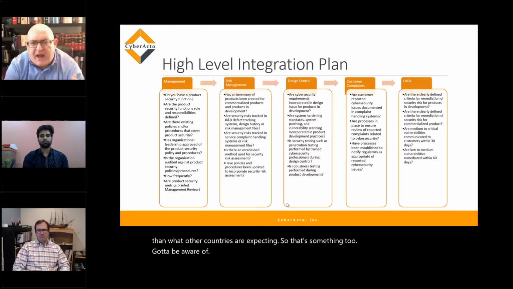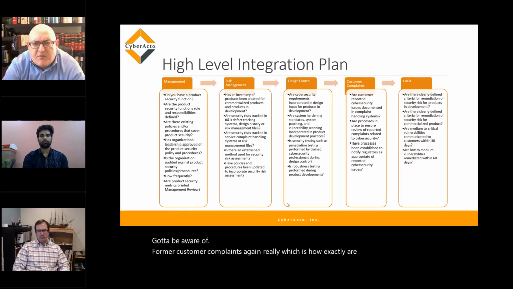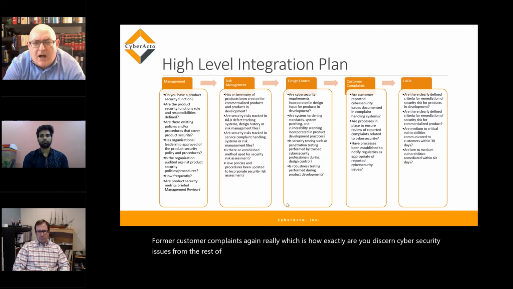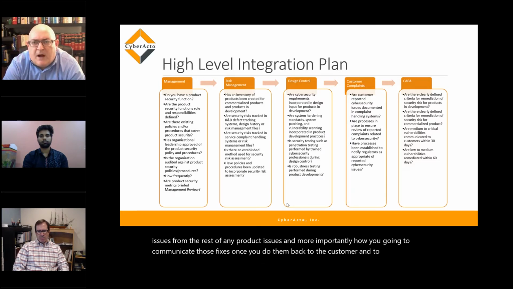From a customer complaints standpoint, again, really, how exactly do you discern cybersecurity issues from the rest of any product issues, and more importantly, how are you going to communicate those fixes once you do them back to the customer and to the regulatory agencies? Again, the linchpin of a QMS is a CAPA, and we've seen that.